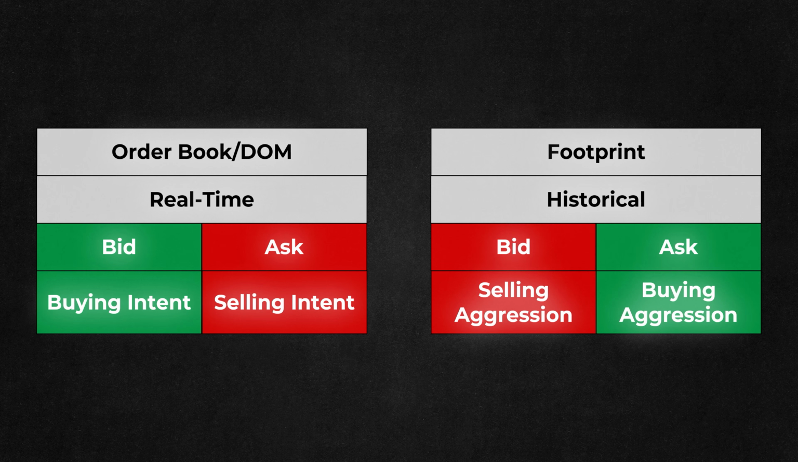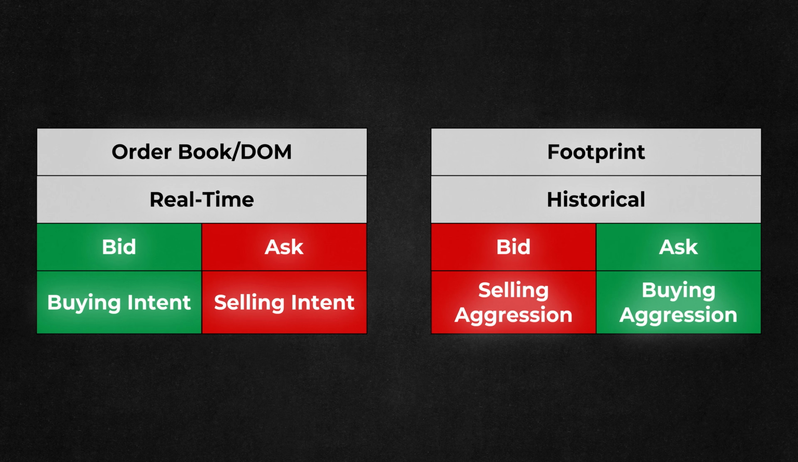that might be executed. In this sense, the bid and ask columns of the footprint demonstrate aggressiveness, meaning that the bid column shows selling aggression and the ask column shows buying aggression. That might seem confusing, but you must remember that an aggressive order always matches a passive order. In summary, the bid column shows passive buying intent in the order book, but in the footprint, it shows the aggressive selling that actually took place.